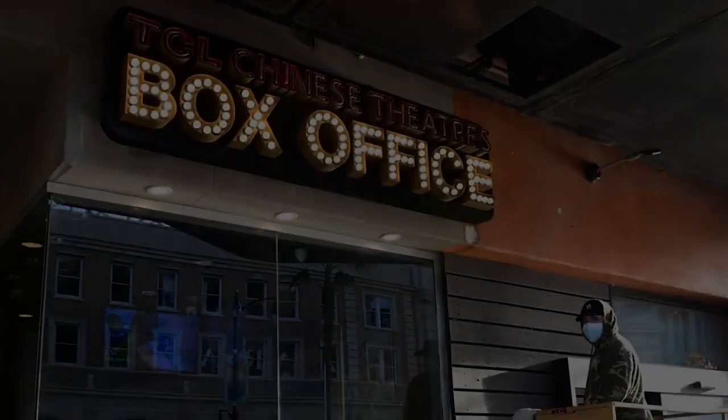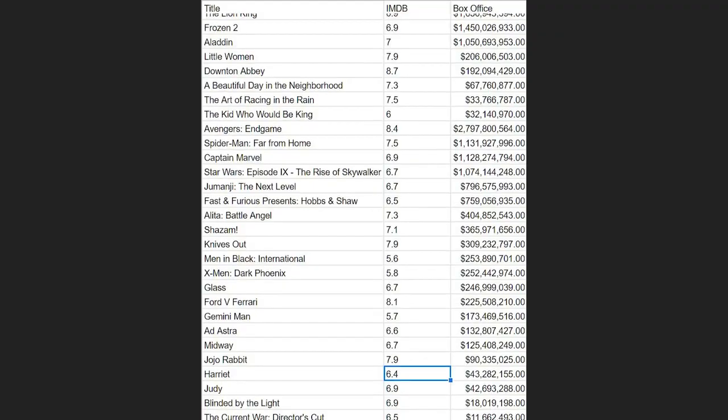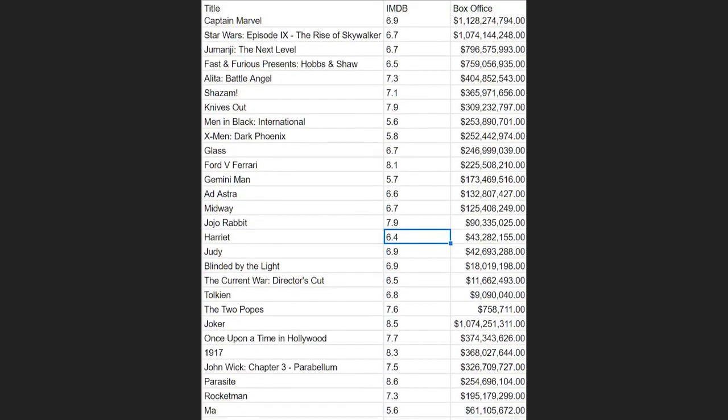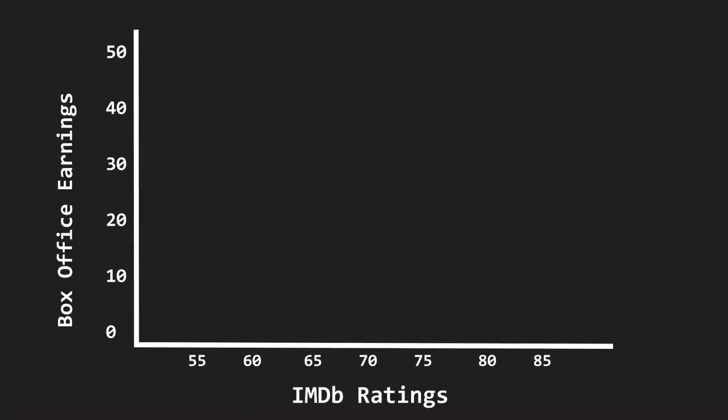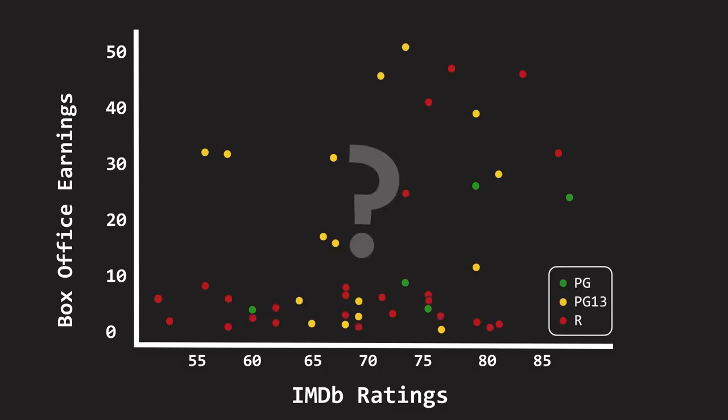Can we classify movies into their MPAA ratings, that is PG, PG-13 or R, just by looking at two variables about them, their audience rating on IMDb and their global earnings at the box office? Let's plot out the data for 48 movies here. The IMDb ratings will be on the x-axis, while the box office earnings will be on the y-axis. In order to better visualize this dataset, we'll color the PG movies green, the PG-13 movies orange, and the R movies red. As we can see, it's almost impossible to separate the movies into their MPAA ratings using simple decision boundaries.